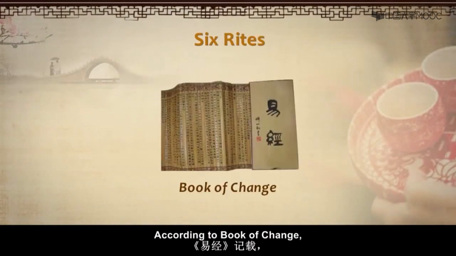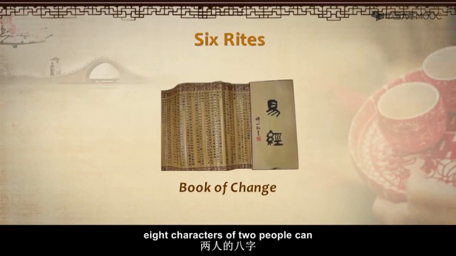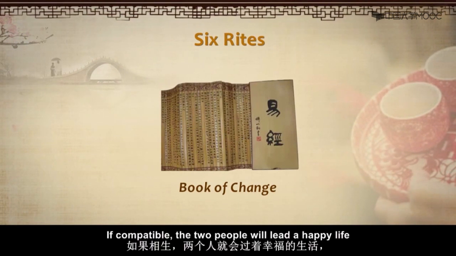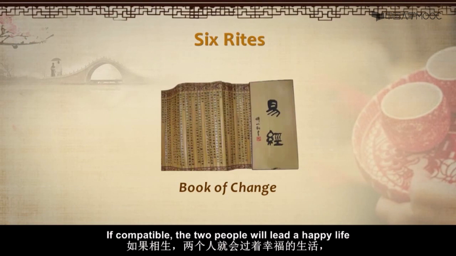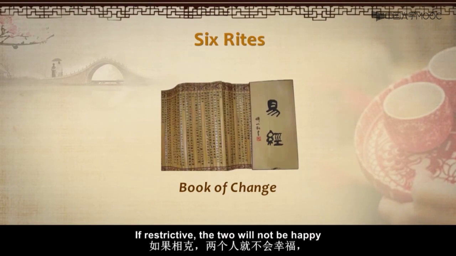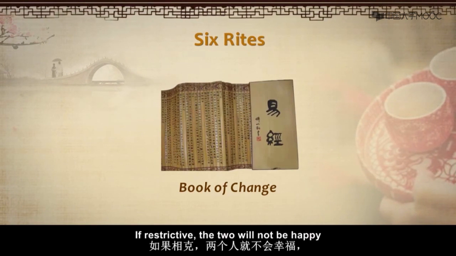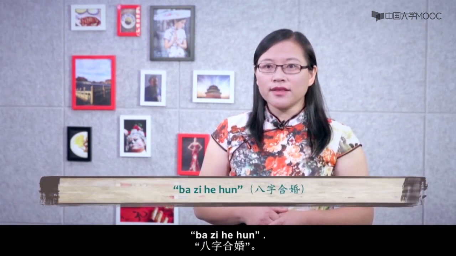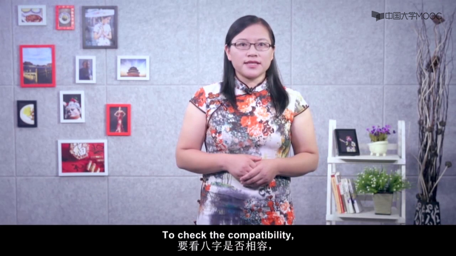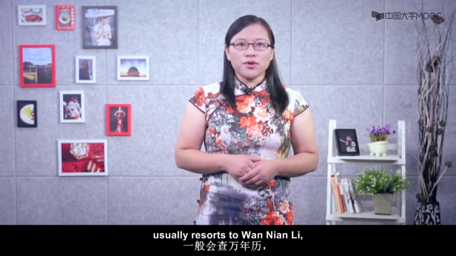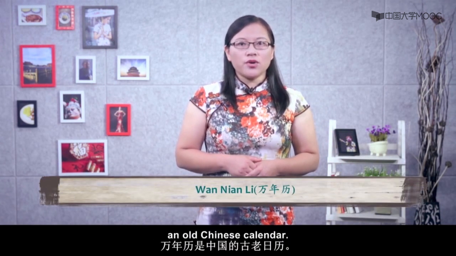According to Book of Change, 8 characters of 2 people can be compatible or restrictive. If compatible, the 2 people will lead a happy life and will help each other and bring good luck to each other. If restrictive, the 2 will not be happy and even suffer a lot. That's why in Chinese, there is a term, 八字合婚. To check the compatibility, the astrologist or expert in astrology usually resorts to 万年历, an old Chinese calendar.